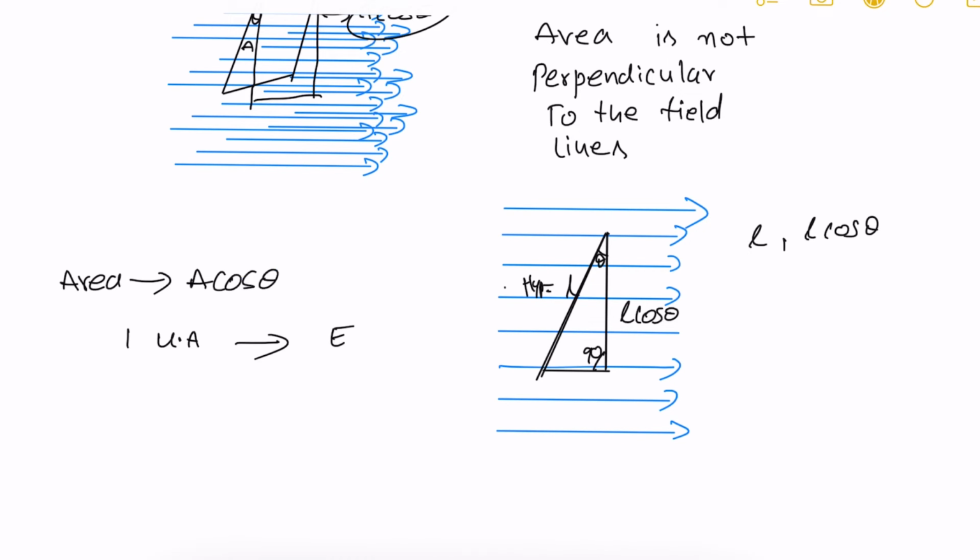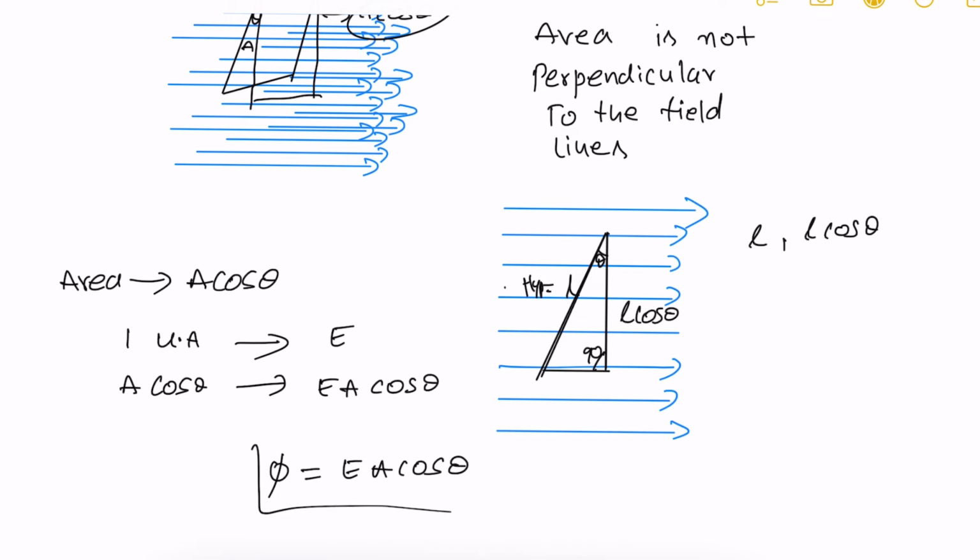The number of lines passed through unit area is E. Now we have the area A cos theta. Then what is the number of lines passed through this one? Then E A cos theta. The total number of lines is nothing but flux. So here flux is equal to, what is the formula? Phi is equal to E A cos theta.